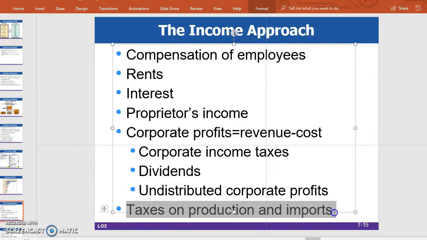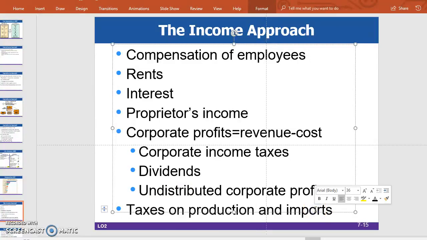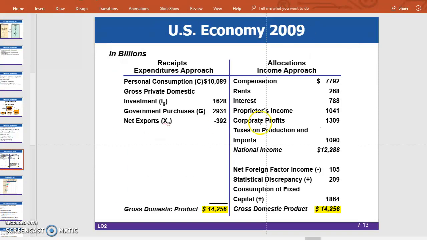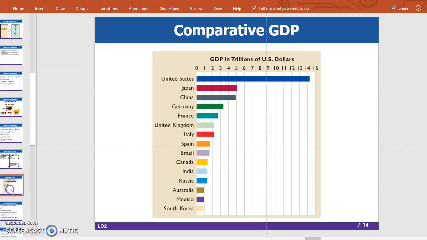Now the last one is what? Taxes on production and import. You can think of this as income to the government, right? So when we add all of this together, we come back to the table again, and we get what? We get national income, this one.